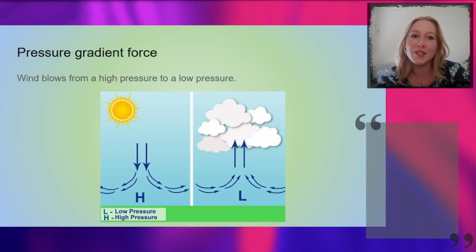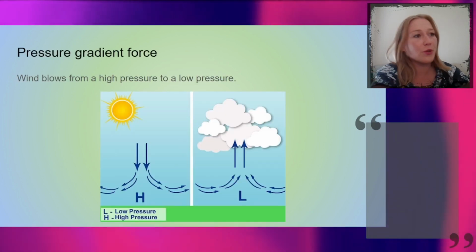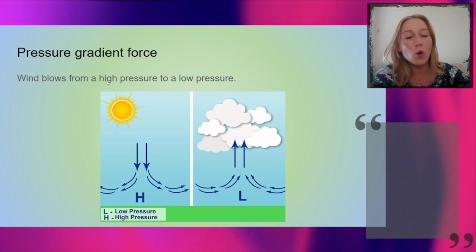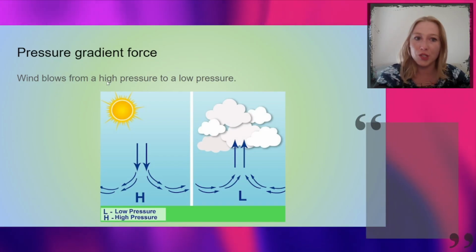We refer to that as the pressure gradient force. Pressure gradient force is wind always blowing from a high pressure to a low pressure.